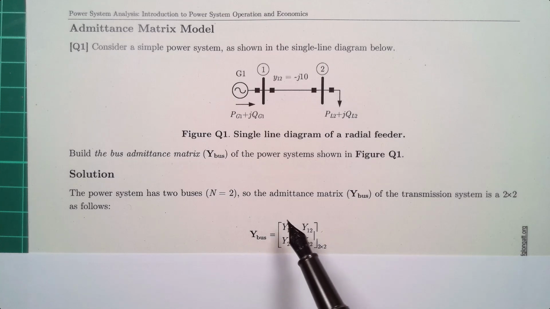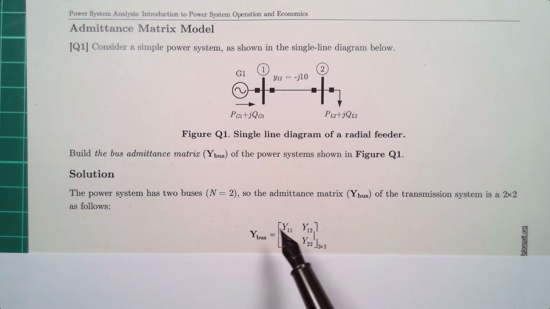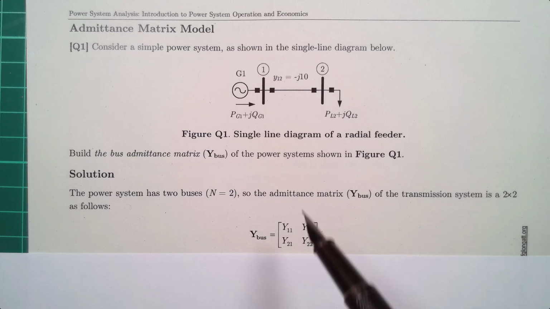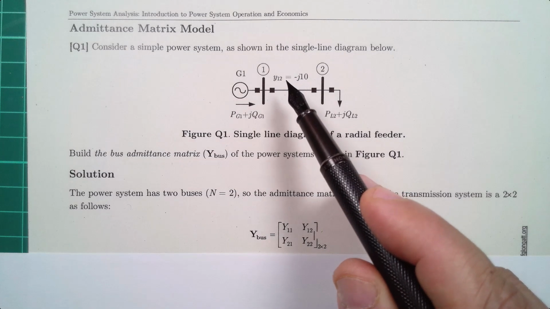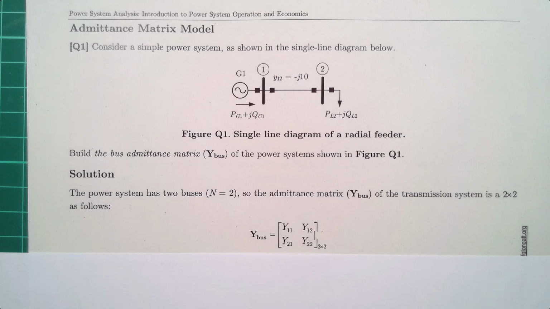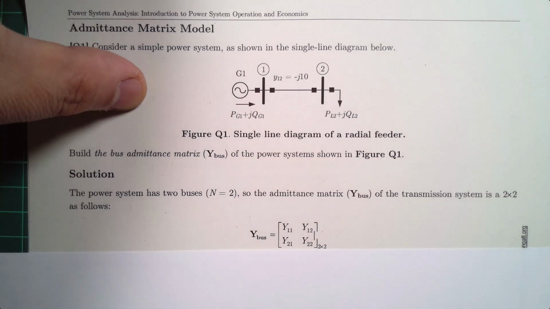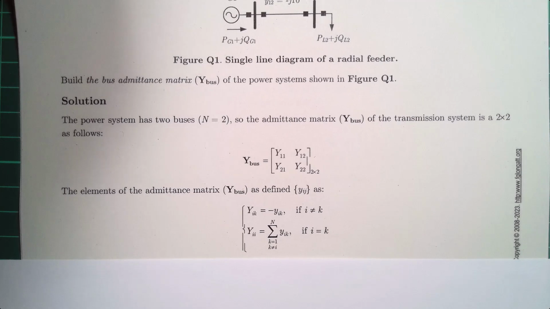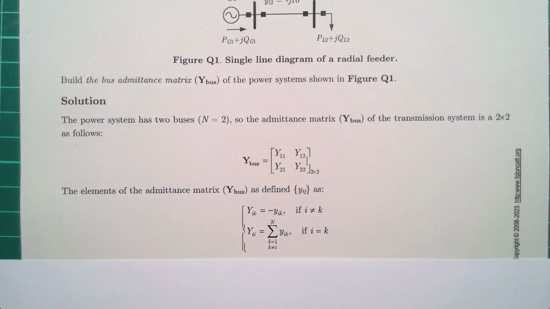We are using capital letters to represent each one of the elements inside the admittance matrix. And as you can see here in figure Q1, we are using lower case letters to represent the physical admittance in the real power system. Well, as you must be aware, there are many good power system books where you can find these two very important equations.